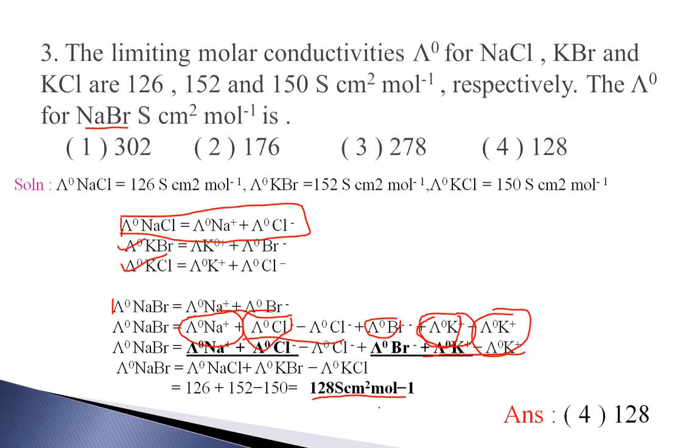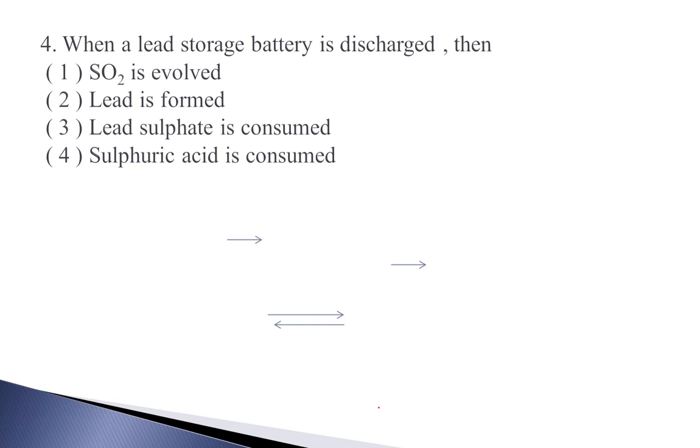The right answer is option 4. The next question is, when a lead storage battery is discharged, then what happens? If a lead storage battery is discharged, then two types of reactions take place, anodic reaction and cathodic reaction.